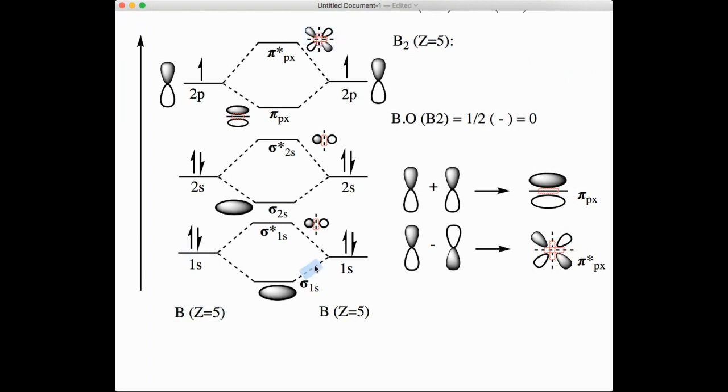So once again, combining 1s and 1s leads to two molecular orbitals, one sigma bonding, one sigma antibonding. Combining 2s and 2s gives two molecular orbitals, one sigma bonding, one antibonding. And combining 2p and 2p leads to two molecular orbitals, one pi bonding and one pi antibonding. So how many electrons total should I accommodate now in my molecular orbital diagram? I need to add the number of electrons from each atom. So I have 5 electrons here, another 5 here, that's a total of 10.